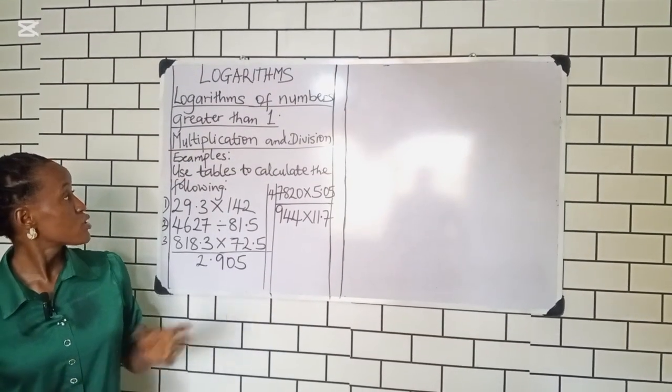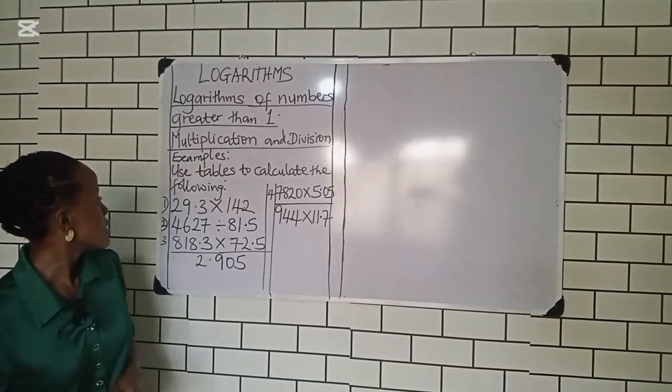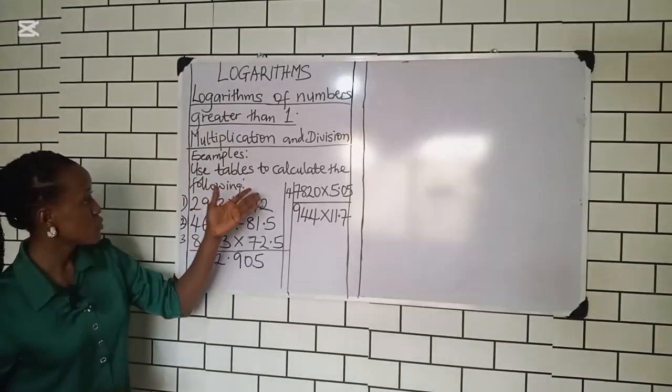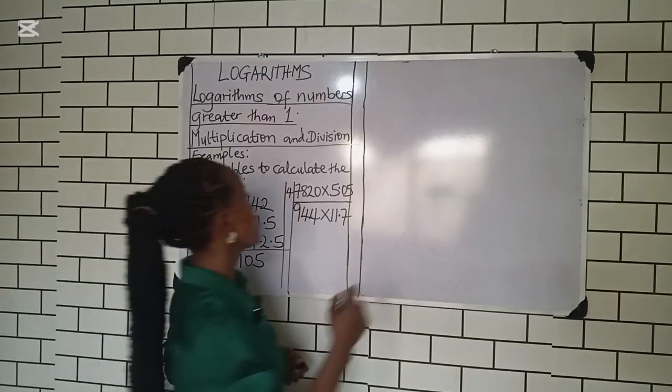Okay, we'll be solving the multiplication and division parts of it. They say that examples, use tables to calculate the following. We are given up to 4 questions here. Solutions.